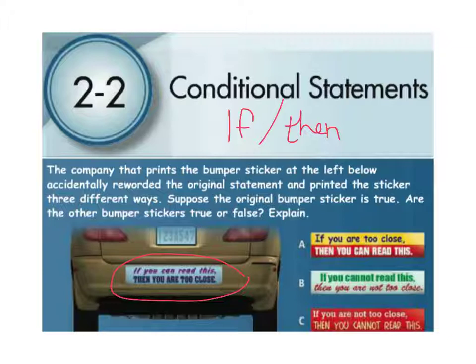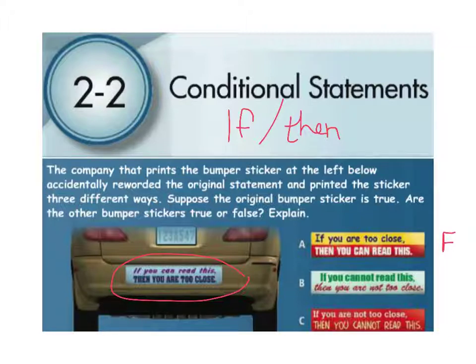So it says, if you are too close, so we're switching it around here, if you're too close, then you can read this. Can you imagine a scenario where you're too close to it, but you can't read it? Okay, there'd be a lot of ways. Maybe you're blind. You're really close, but you can't read it. Or maybe you're a baby and you can't read. Or maybe it's covered in dirt and you can't read it. So there'd be a lot of counterexamples. I'd go ahead and call that one false.